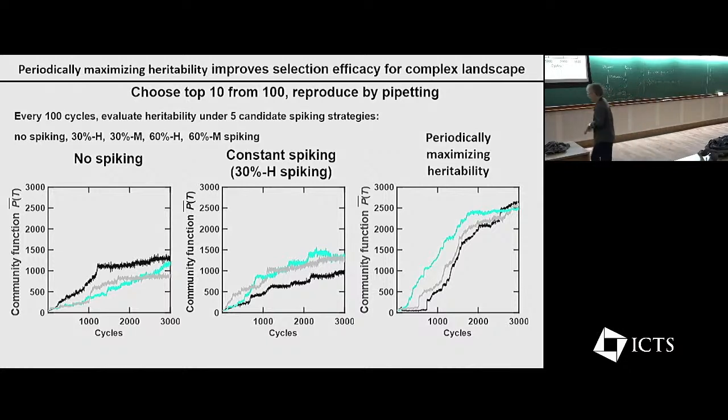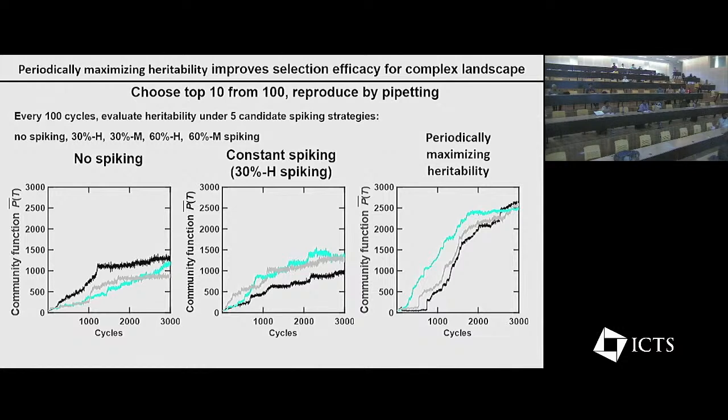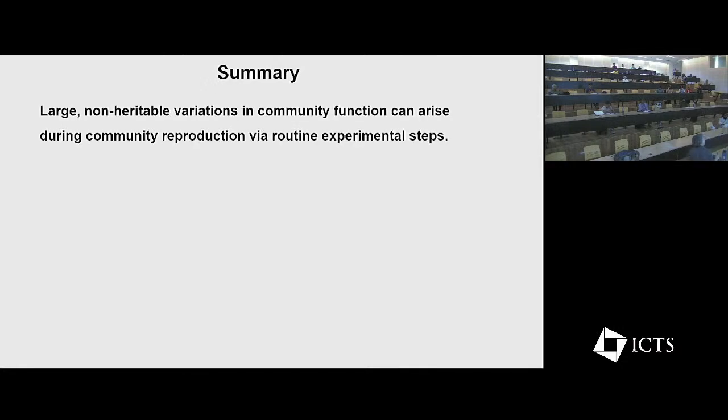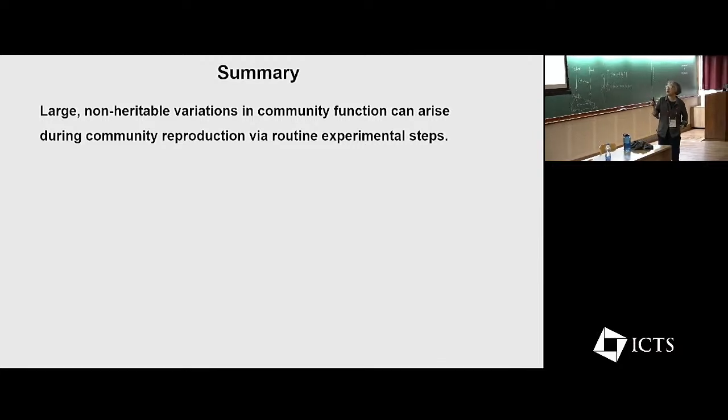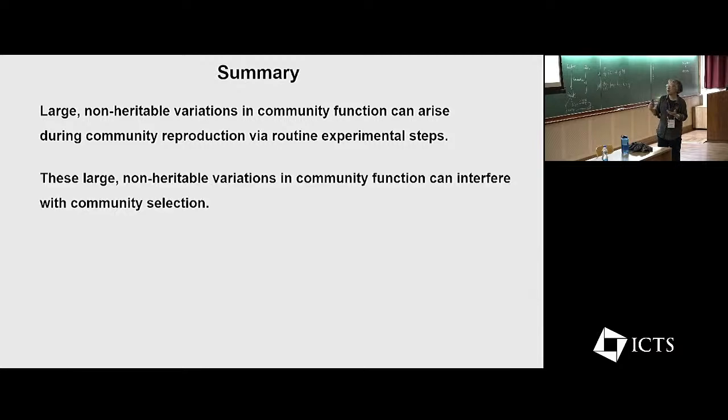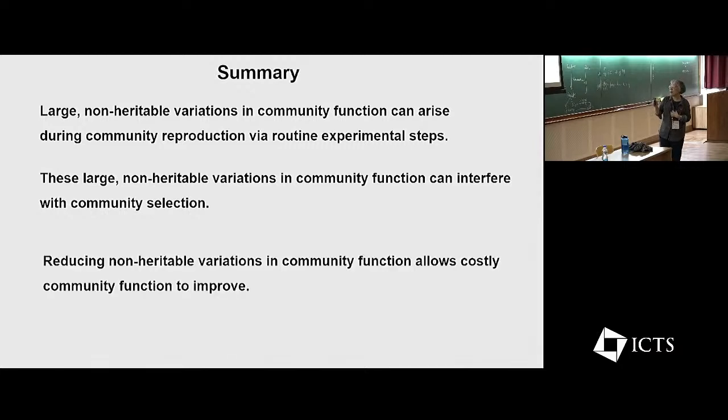Okay, so I'm almost done, but that's good. That's very good. So summary, right? Large non-heritable variations in community function can arise during community reproduction, just via routine experimental steps like pipetting. These large non-heritable variations can interfere with selection. So reducing these variations would allow costly community function to improve.